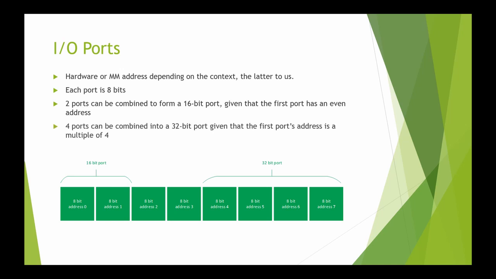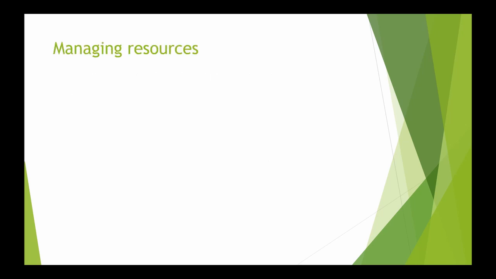We can also combine 4 ports into a 32-bit port, given that the first port's address is a multiple of 4. As you can see, we have a 32-bit port starting at address 4. Finally, there are 65,535 8-bit I/O ports. To use I/O ports, we employ resources.